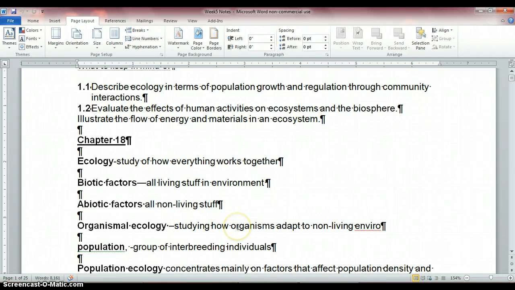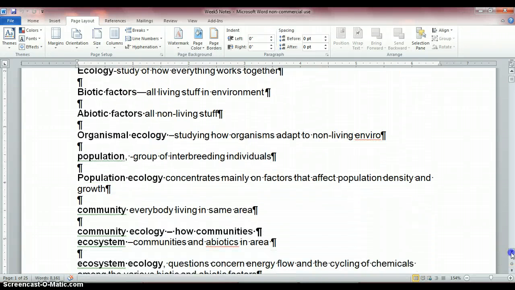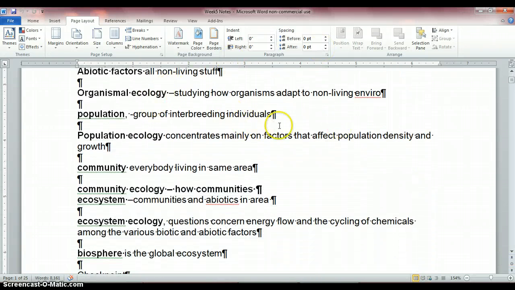Okay, so what is organismal ecology? This is studying how organisms adapt to the non-living environment. So how do they adapt to the fact that there's a mountain there, a lake there? What are they going to do about that? Okay. Population, this is a little bit from last week, is a group of interbreeding individuals. So individual organisms that are able to mate and have fertile offspring. Population ecology concentrates mainly on factors that affect population density and growth. So this is going to be focusing specifically on population. So not the individual, but now the group.